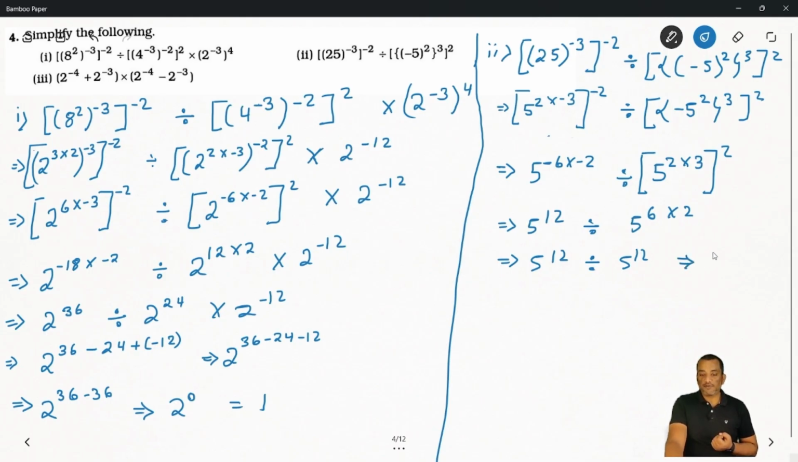So you can say 5 to the power 12 minus 12. You will get what? 5 to the power 0. So that is equal to 1. Hope this much is clear. Now, that way we can solve this one. So now let's solve the next question.